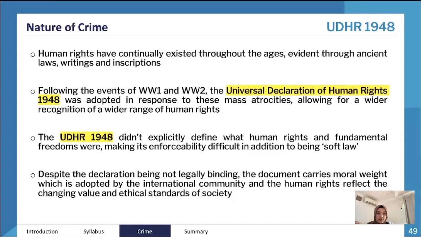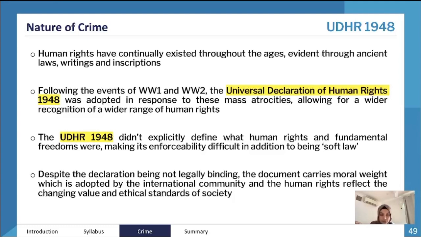Human rights have continually existed throughout the ages. This is evident through ancient laws, writings, inscriptions. So the UDHR is something that was adopted in response to World War I and II, where lots of people passed away, there were mass atrocities, and then people realized, hey, actually, we should have something that documents our human rights. Although it does not explicitly define what human rights and fundamental freedoms are, it's just a document that highlights, hey, look, let's try and not have a repeat of what's happened in the past. So it is still a soft law, and again, state sovereignty, again and again. That's the biggest area of ineffectiveness within the system.